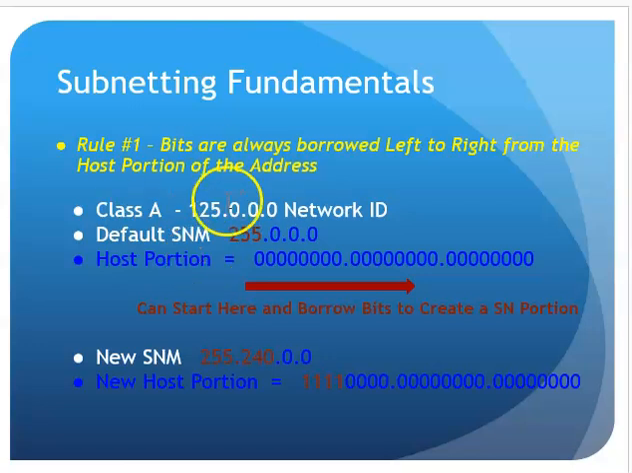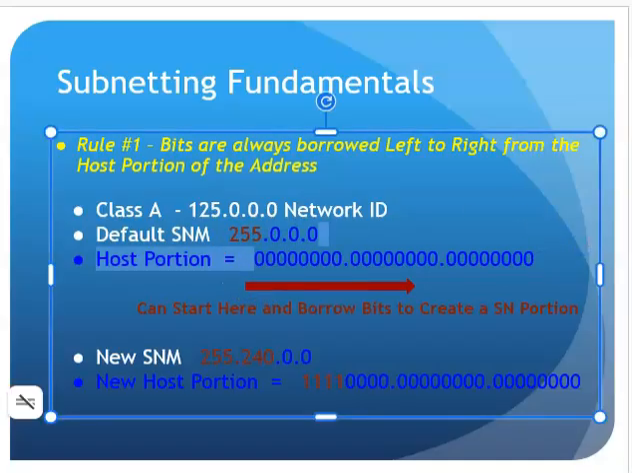So if I have a Class A network, 125.0.0.0, subnet mask 255.0.0.0, my host portion is these 24 bits right here. Let me get them highlighted. That's my host portion, these 3 octets, 0, 0, 0. There's my 24 bits. Well, I can start borrowing bits here, and I can borrow as many as I need. We'll figure that out later, how many we need. But I would borrow from here left to right to make my subnet piece.